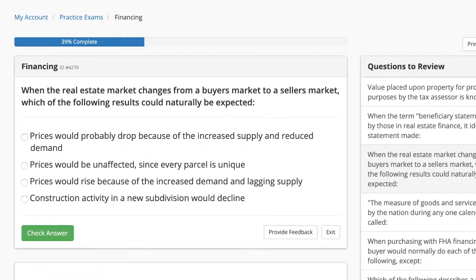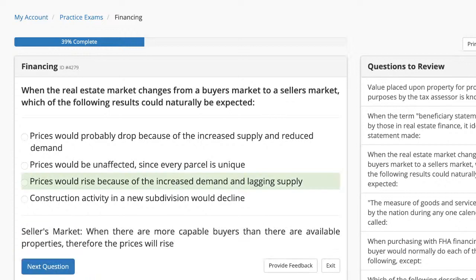A, prices would probably drop because of the increased supply and reduced demand. B, prices would be unaffected since every parcel is unique. C, prices would rise because of the increased demand and lagging supply. Or D, construction activity in a new subdivision would decline. And the answer is C, prices would rise because of the increased demand and lagging supply.